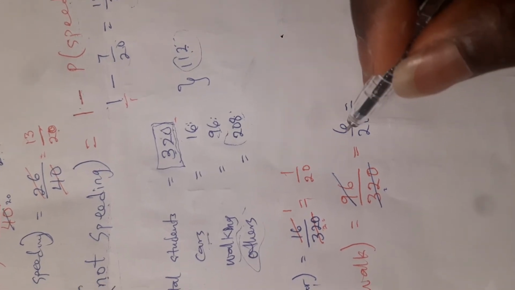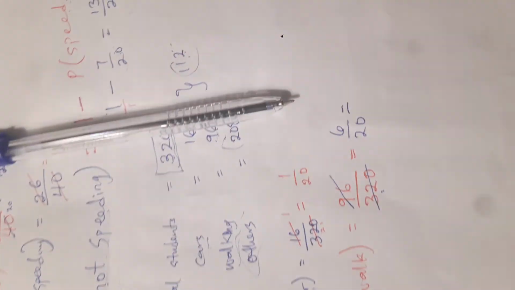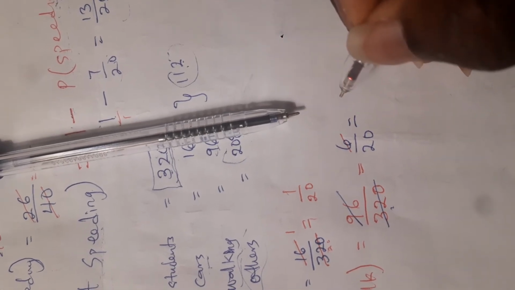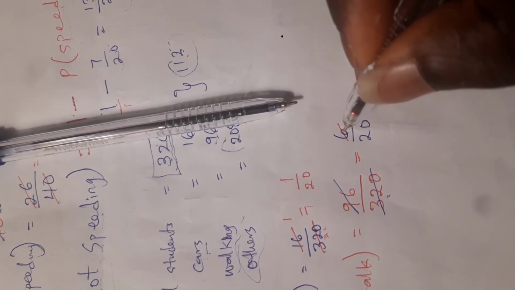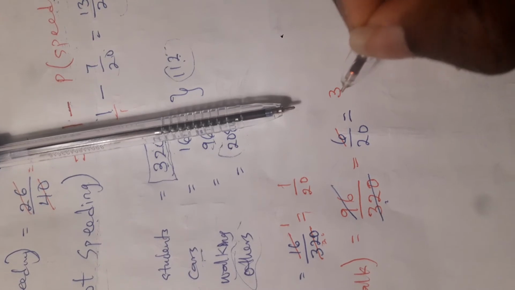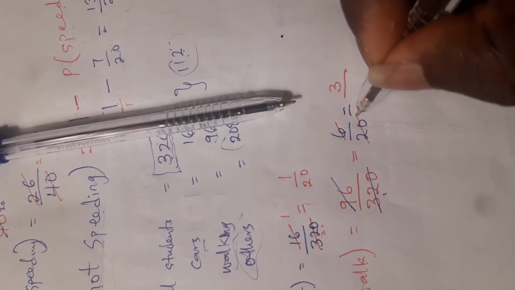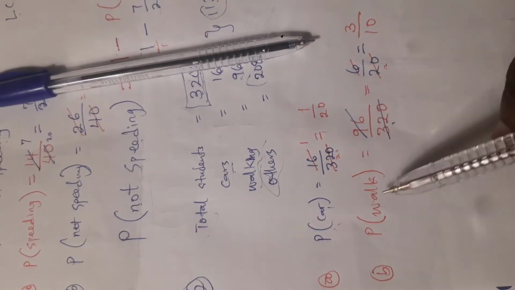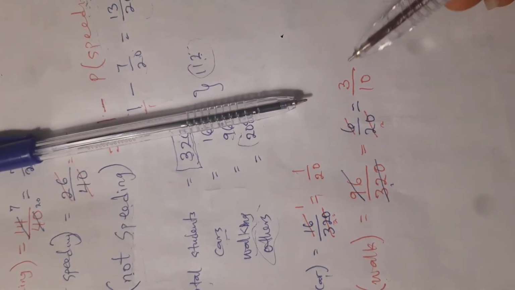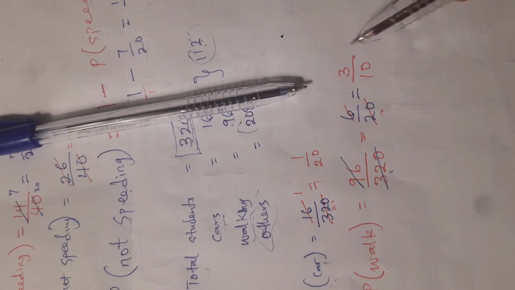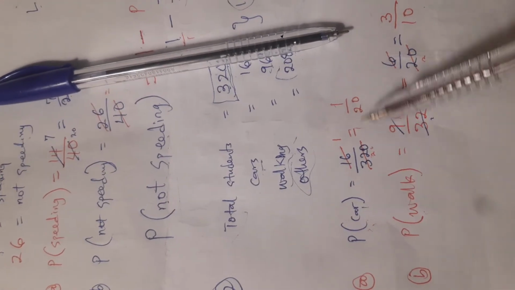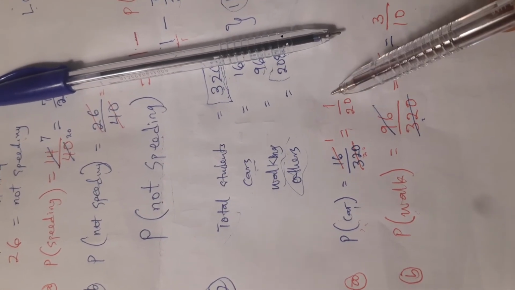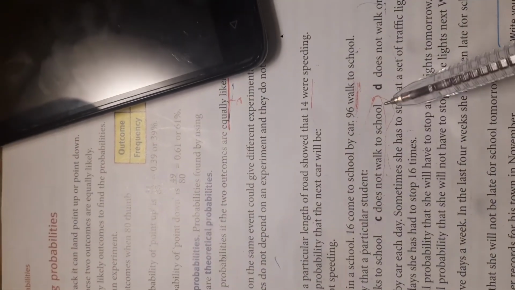I can make it to the simplest form. If you divide 6 by 2, I have 3, okay? And if you divide 20 by 2, I have 10. Now this is the probability of those that walk to school, 3 over 10, okay? This is the simplest form. Now the next question says, does not walk to school.